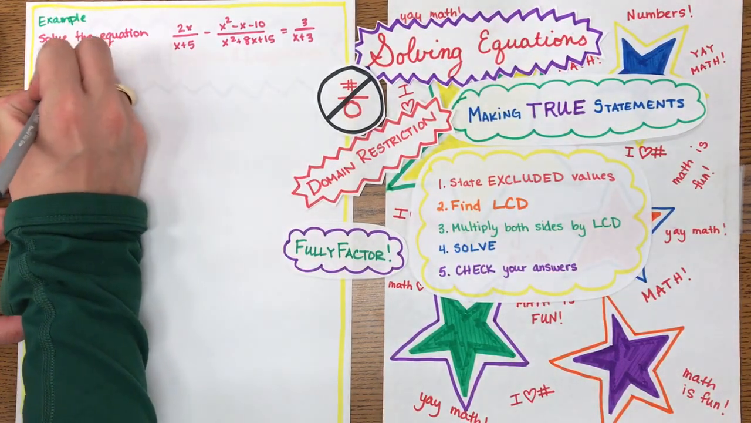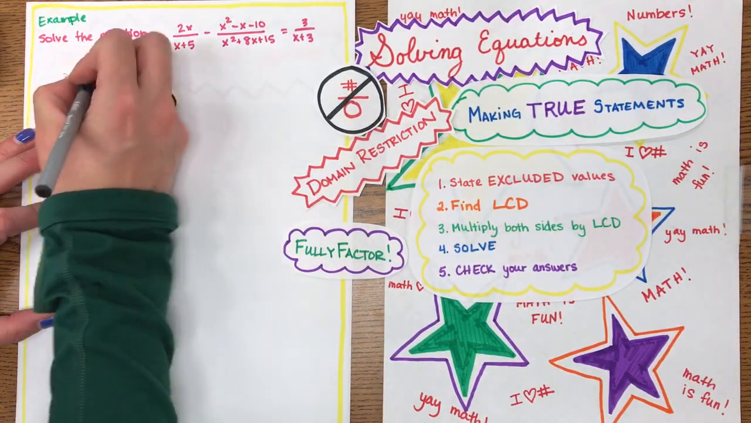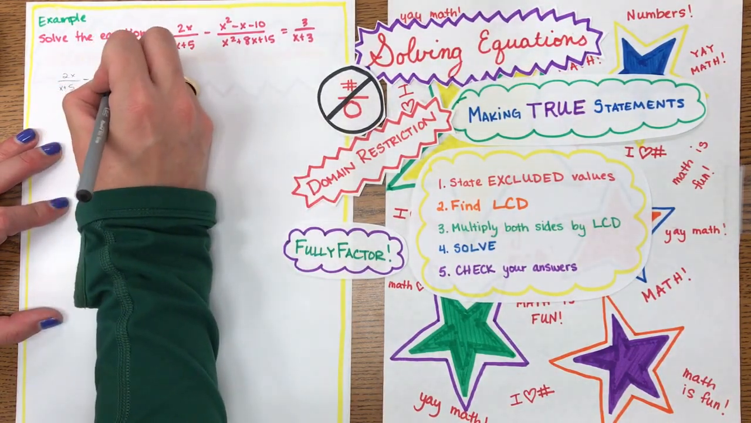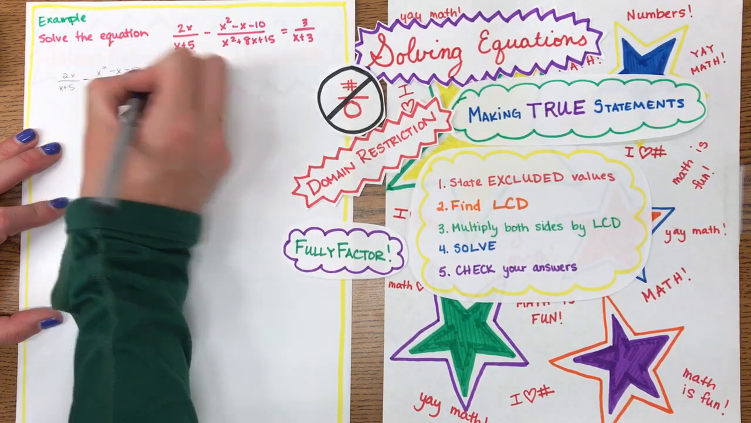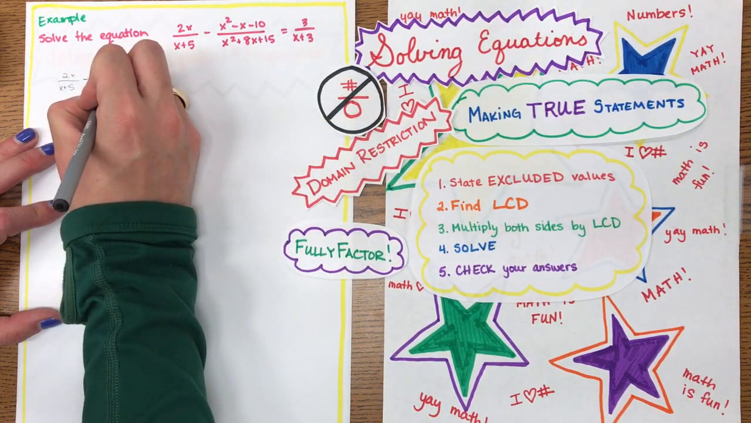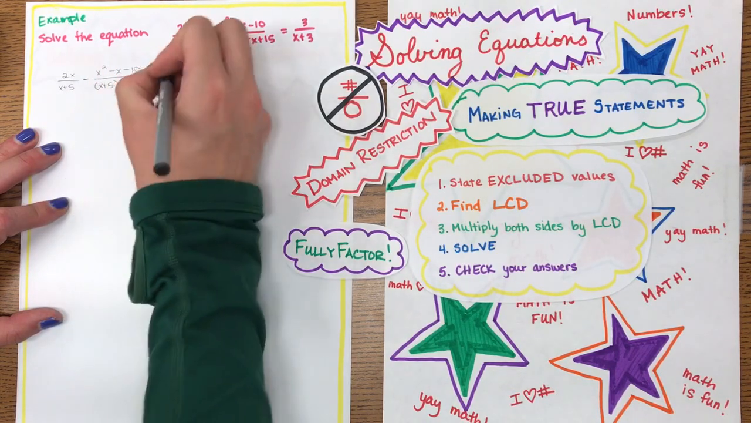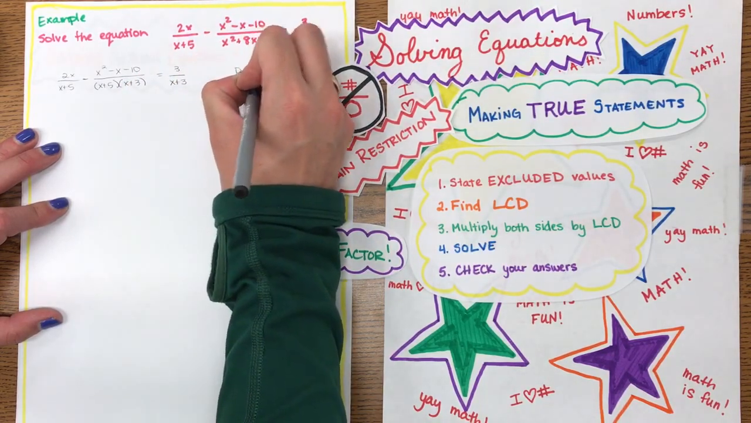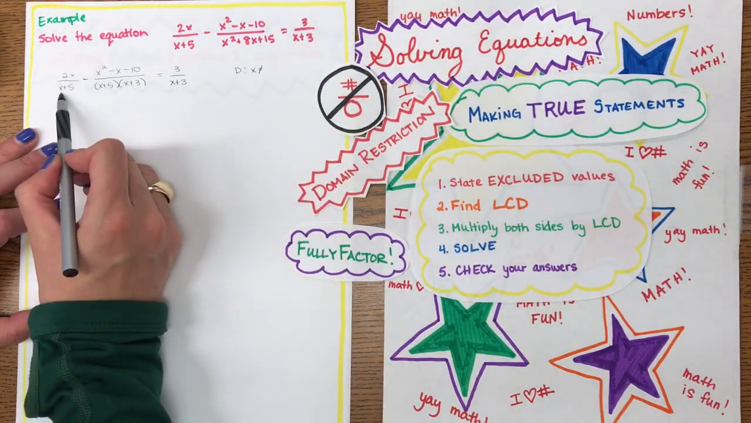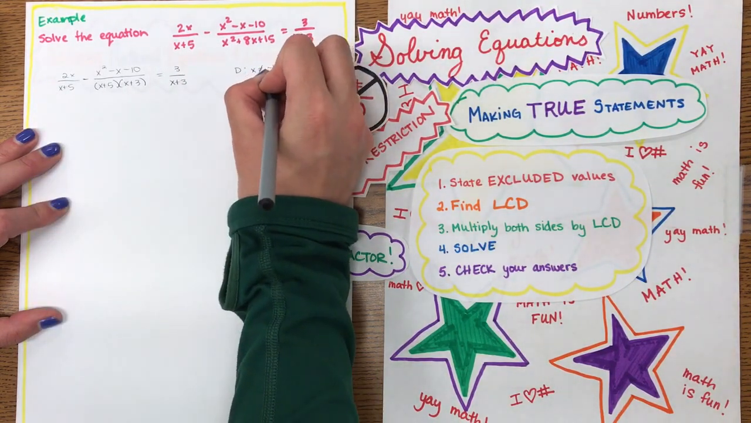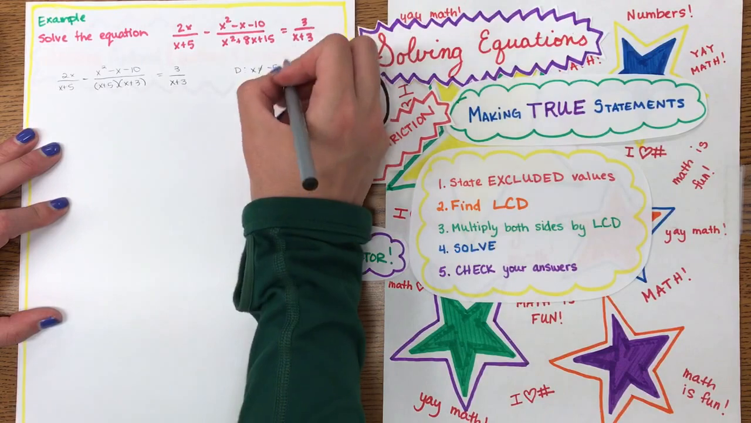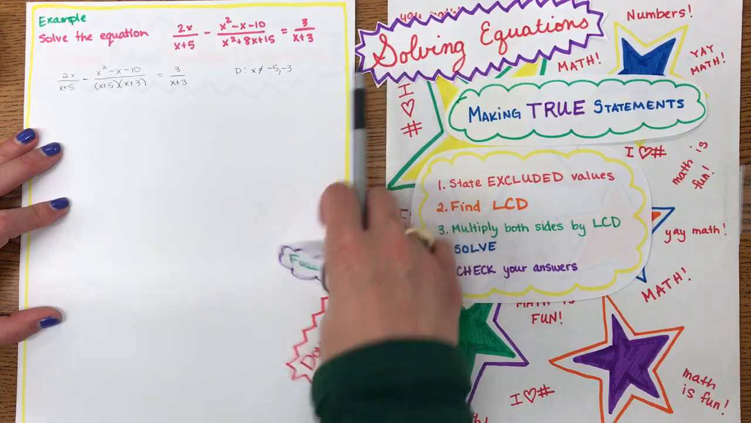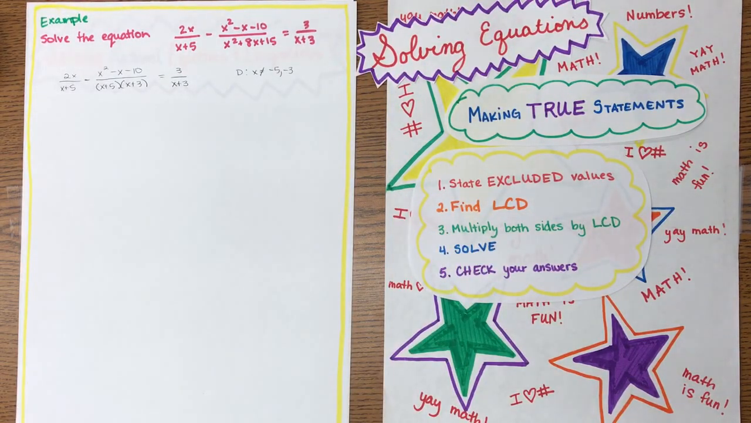All right, 2x over x plus 5 is factored, so I don't need to worry about that. X squared minus x minus 10 actually doesn't factor, so I am just going to leave that as is. And this denominator here will factor to be x plus 5 times x plus 3, is equal to 3 over x plus 3. So now if I look at my domain restrictions, from my first piece, negative 5 will make the denominator equal to 0. My second piece, negative 5 and negative 3. My last, negative 3. So I have my domain restrictions. X cannot be equal to negative 5 or negative 3.